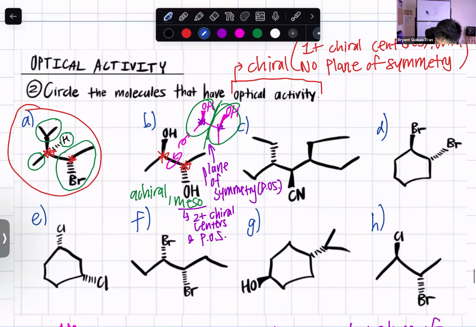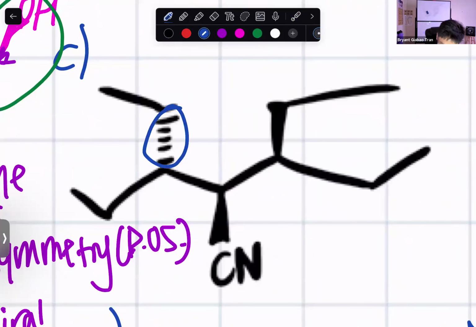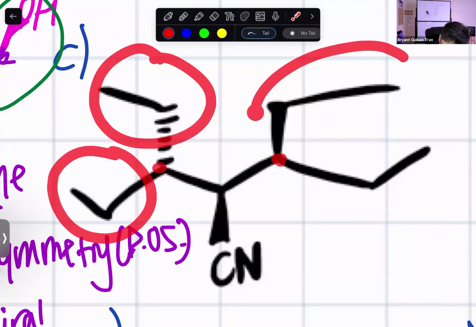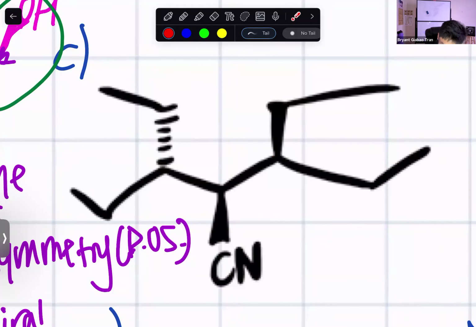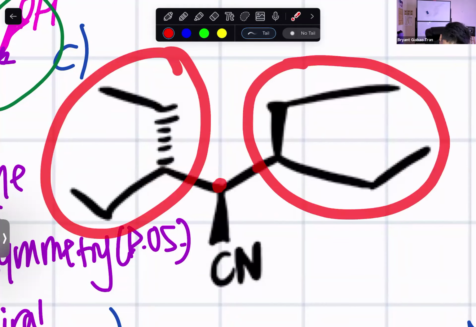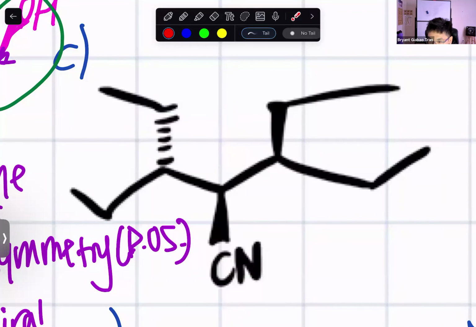No optical activity, right? Even though there are wedges and dashes, that's misleading. That does not mean that it is going to be a chiral center. This is not a chiral center because of the two ethyl groups. So on rings, one wedge and one dash next to each other is generally chiral, but on straight chains, it's achiral because of rotation.